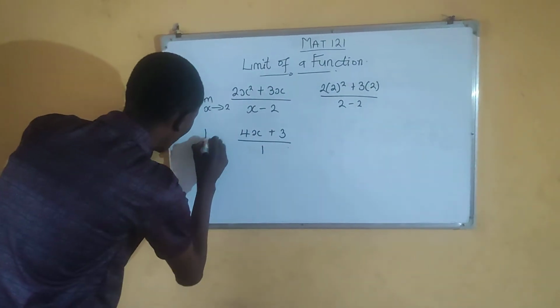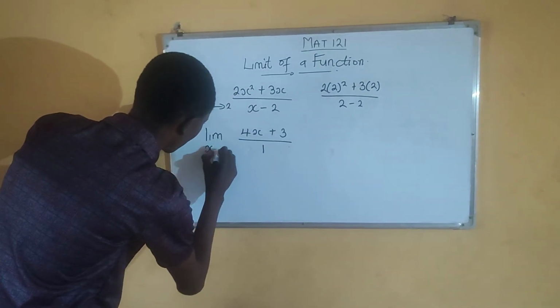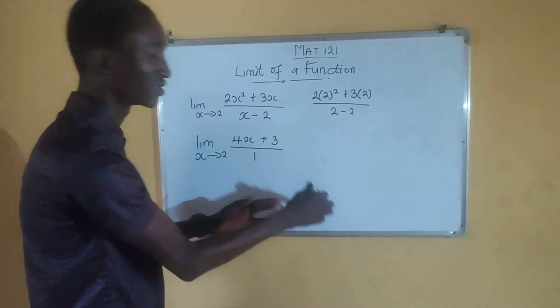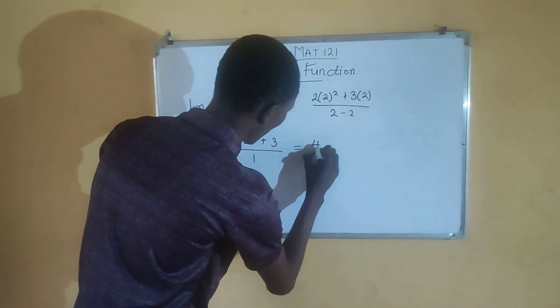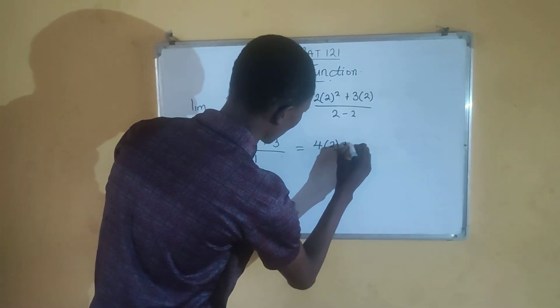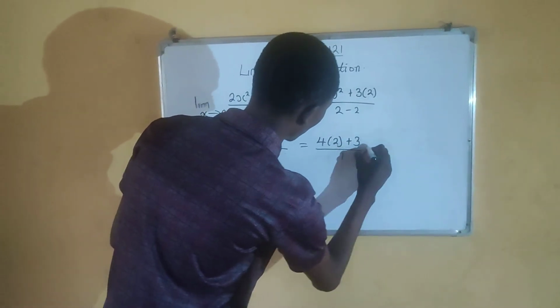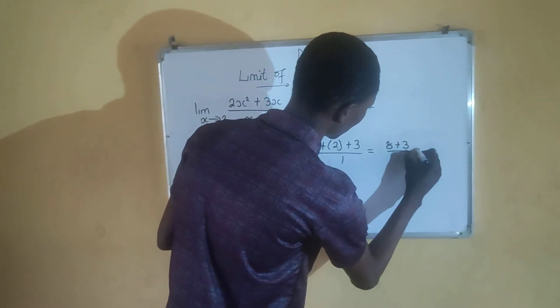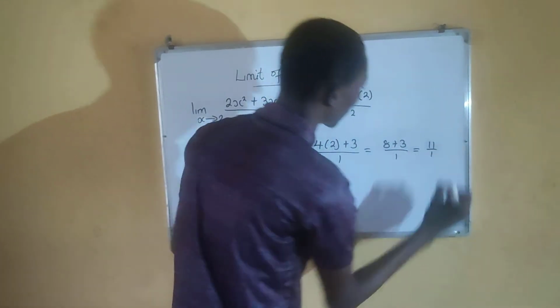So then you write your limit x tends to 2. You input the value of x into this equation. So when you do that, 4 into bracket of 2 plus 3 all over 1. That's 4 times 2, 8 plus 3 all over 1. And the answer is 11 all over 1.